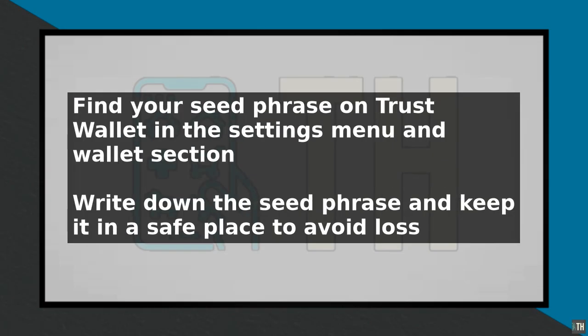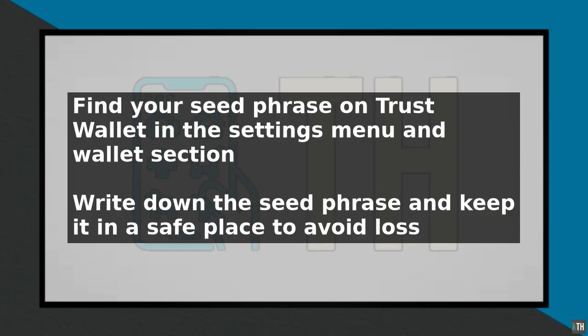Now, go back to Metamask and select Import Wallet. Choose the option to import using a seed phrase and enter the words from your Trust Wallet seed phrase. Make sure to enter the words in the correct order, as this is crucial for importing your wallet correctly.